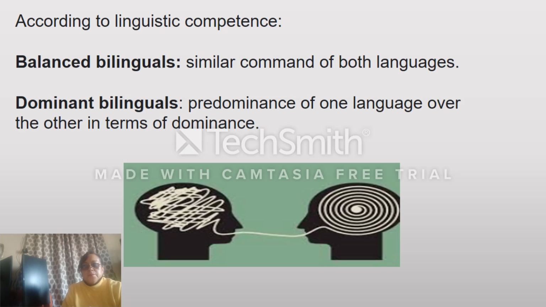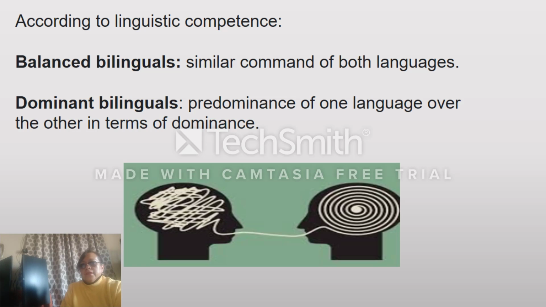Another one is dominant bilinguals. So there is a predominance of one language over the other. It depends. Many factors affect this too, like practicing, using, necessity. Sometimes you're in an environment with only English speakers. Many factors. So we have another type, according to cultural belonging and identity.